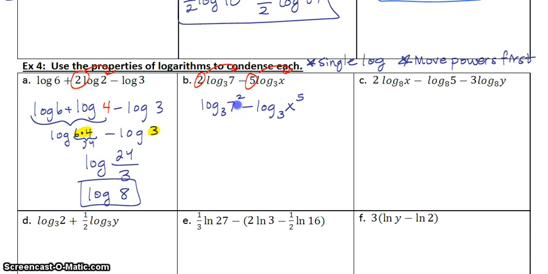This time I'm going this way and I have the quotient property again, so that means that 7 squared is going on top. X to the 5th is going on bottom. And remember, our goal is so that there's just a single log left and everything's with that single log. So I have achieved my goal if I just have log base 3 of 49 divided by x to the 5th.